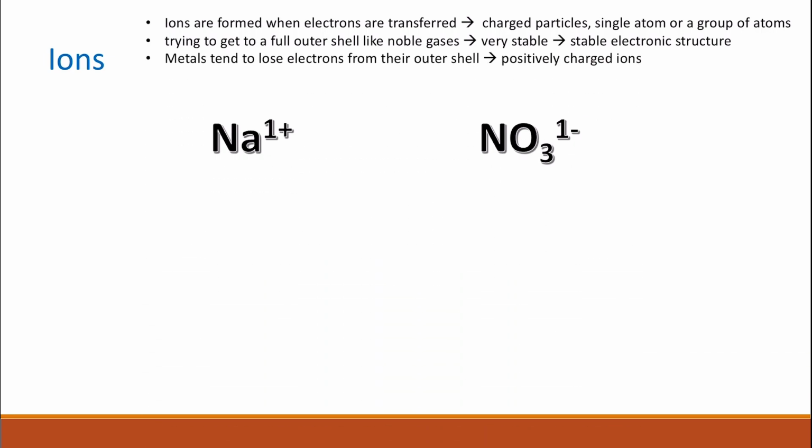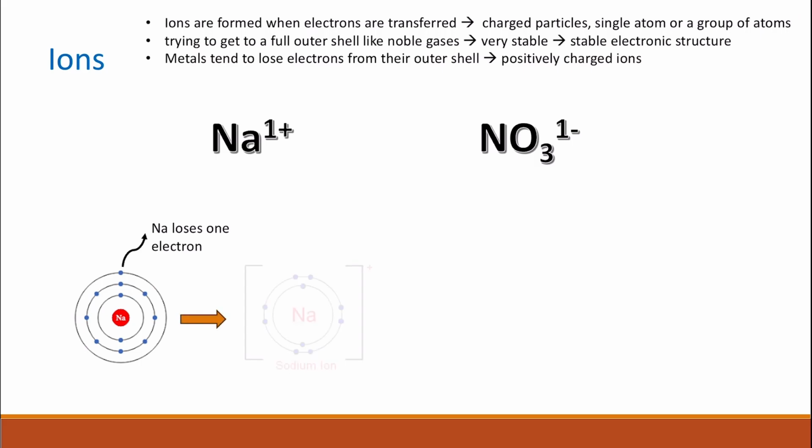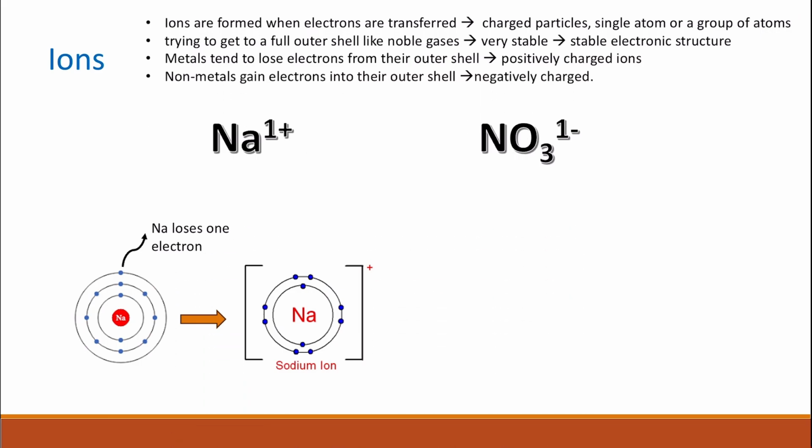When we look at metals like sodium, sodium has one electron in its outer shell. Sodium tends to lose this one electron, and as it does so, it will have a positive charge. It will give you a sodium ion with one positive charge, as the number of electrons is now less than the number of protons by 1. So it's 1+.